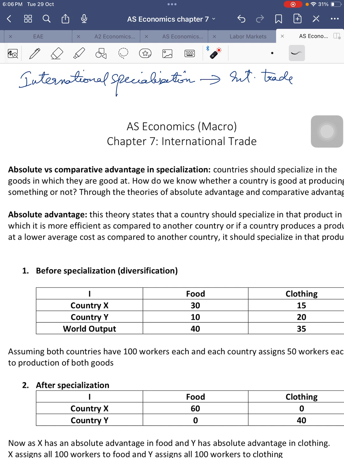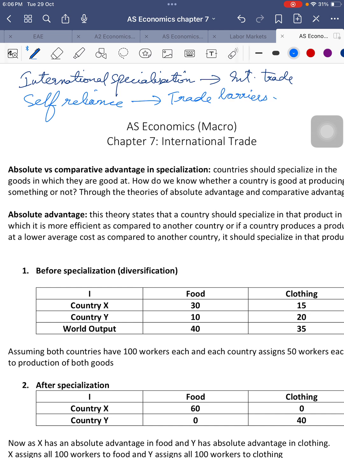While if a country is self-reliant, self-reliance means a country is producing almost everything on its own. That would mean trade barriers or protectionism, right? So in today's lesson, we'll be talking about how countries specialize and then how they trade as a result of that specialization.